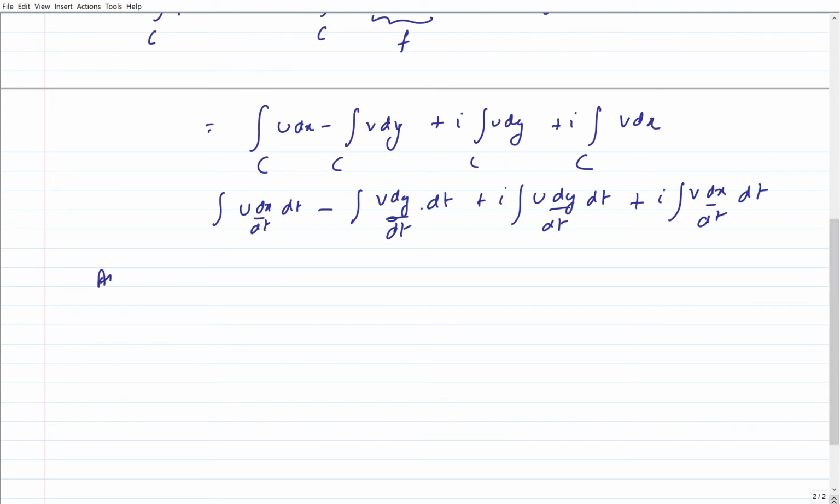So as long as dx by dt and dy by dt are continuous along the path C, we can evaluate this integral.